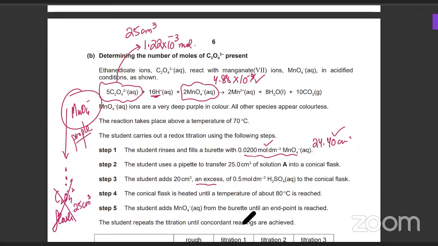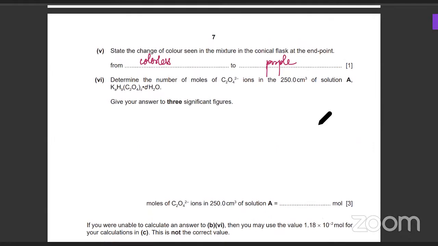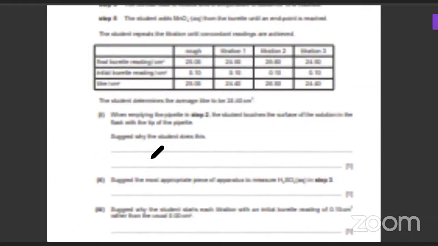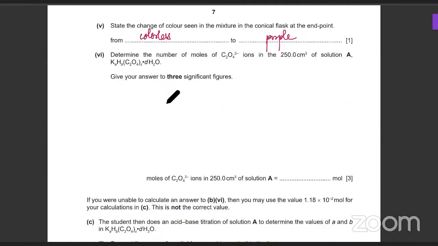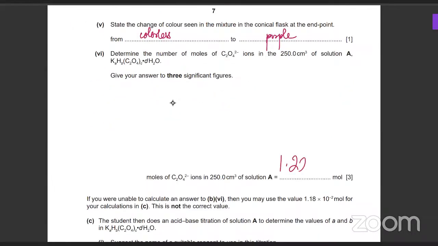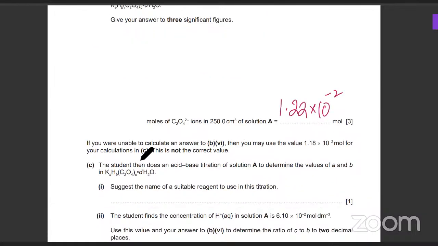And he had specifically asked in the question, what did he ask? He asked how many in 250. So that's in 25. Like you just use 25 cm³ for titration out of the 250. So in 250, you're going to have 10 times more. So that's going to be 1.22 times 10 to the power -2, because you found out in 25 cm³ and in 250, that's going to be 10 times more. And then finally, if you are unable to calculate, forget that.